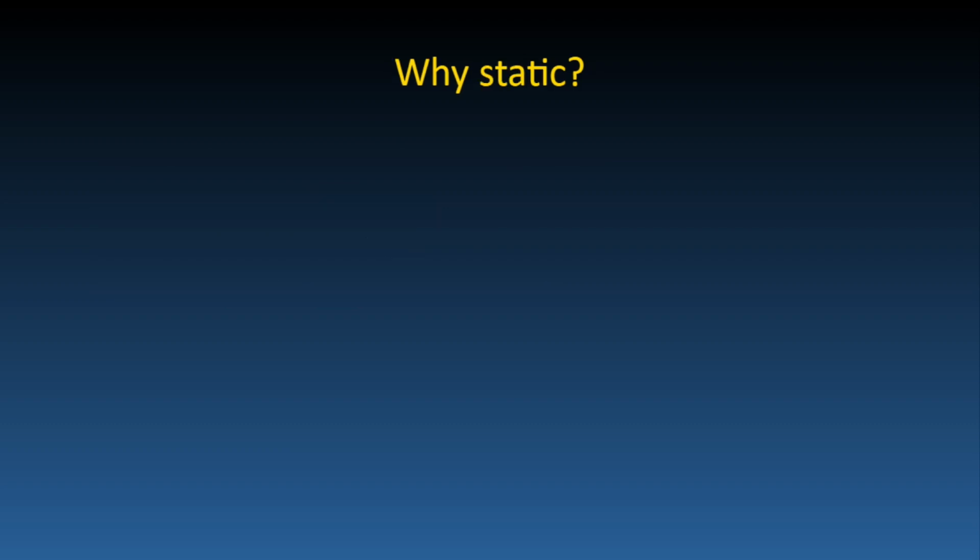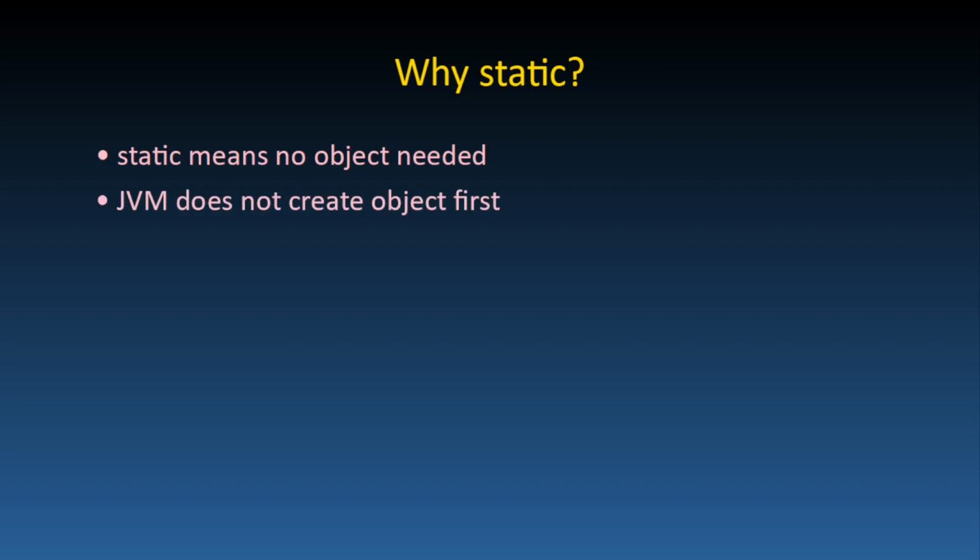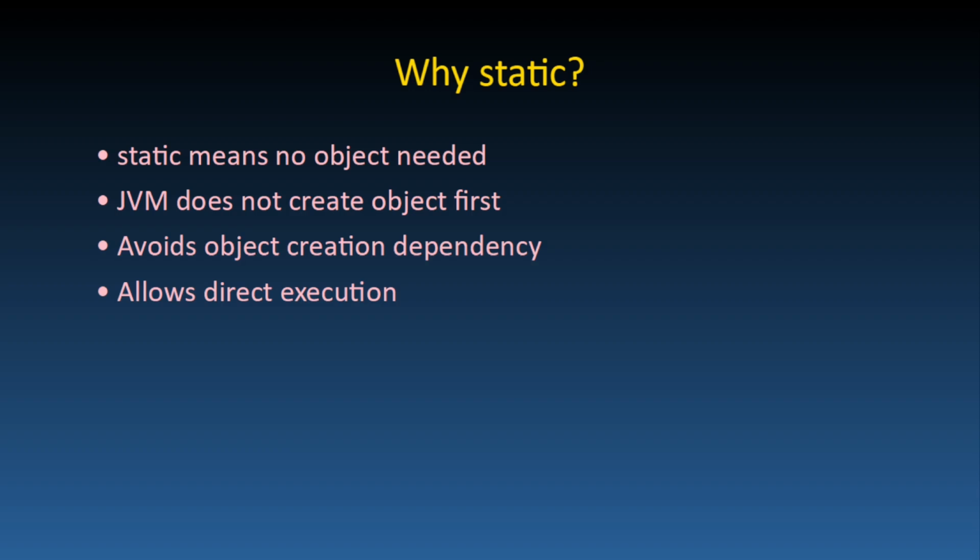So next is static, and this is very important. Static means no object needed. The JVM does not create an object first. It directly calls the main method. If the main method was not static, the JVM would need an object. But object creation itself needs code execution, and this might create a problem. So static is used to avoid this situation.